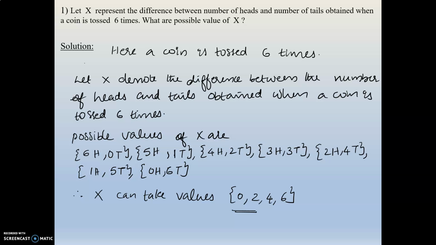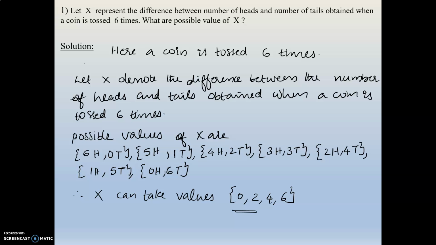Now we are solving some questions based on probability distribution functions. So let x represent the difference between the number of heads and number of tails obtained when a coin is tossed 6 times. What are the possible values of x? Here x is representing what? x is representing the difference between the number of heads and number of tails obtained when a coin is tossed 6 times. So here a coin is tossed 6 times.